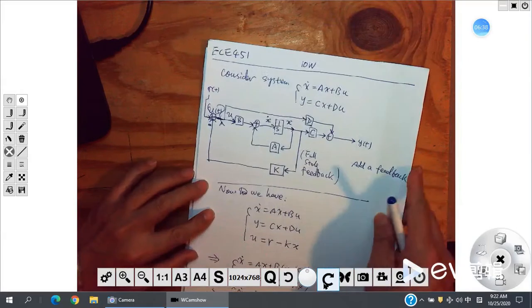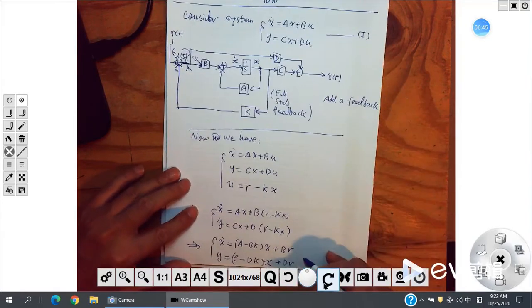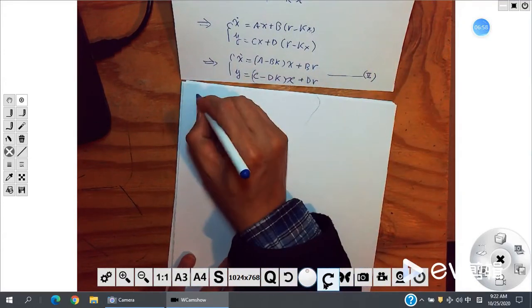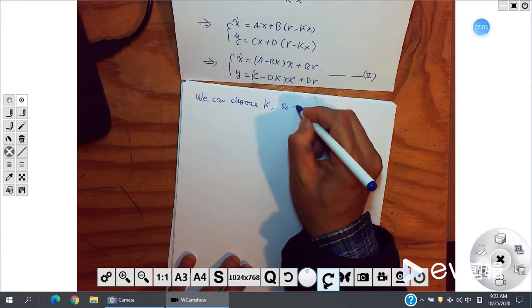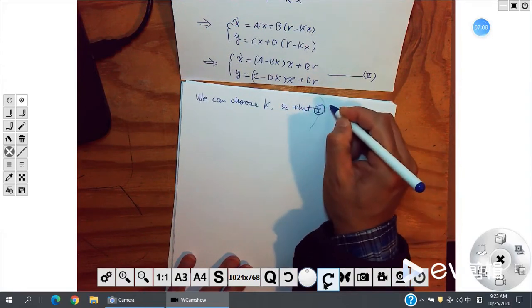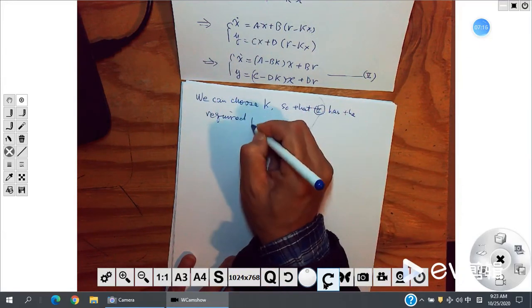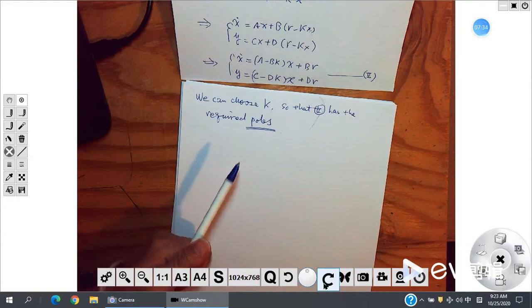Now we consider, I give a name for this as equation 1, the original one, and this is equation 2. We add a feedback on it. So we can choose K so that equation 1 has the required poles. No matter what kind of poles, you can choose them according to your demand. You can have different poles, and then you can choose K so that the system has those numbers as poles, as you wish.